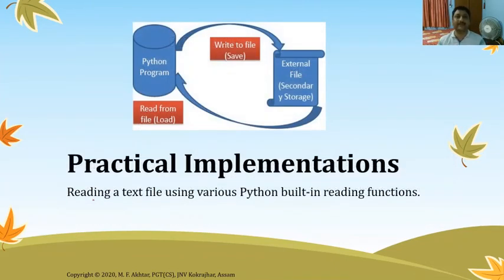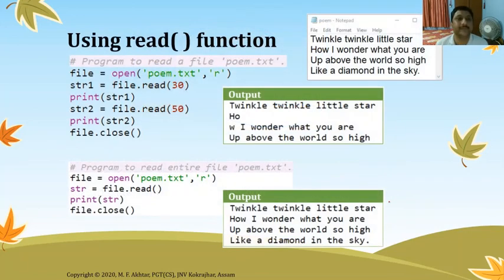Now, practical implementation. Here is the Python program, and here is the file on the external device. If we want to save data from the program to a file, then we have to use the write function. And if we want to read from the data file into our program, then the read function is needed. Reading a text file using various built-in reading functions. First we will use the read function.